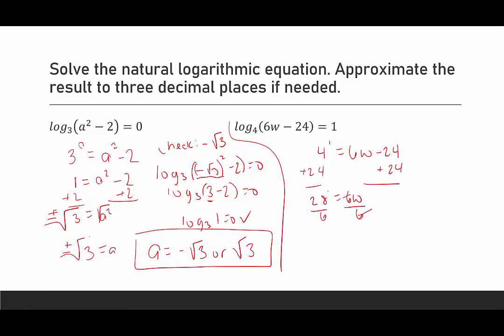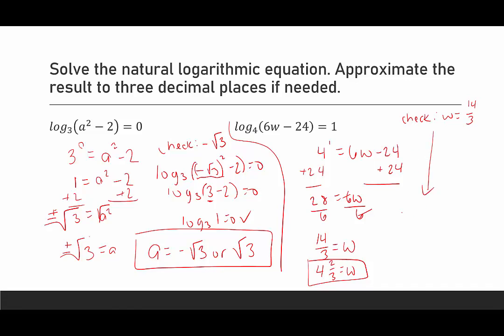6 doesn't go evenly into 28, but they are both divisible by 2. That would be 14 over 3, which is equal to w. So you could either leave it as 14 over 3, or you could convert it into a mixed number. 3 goes into 14 4 whole times, with 2/3 left over. So either way is fine. We should check our work and make sure we don't end up with a negative argument. So let's check. I'm going to go back to the improper fraction. Ooh, I already put a box around it. I am sure that this is going to work, apparently.